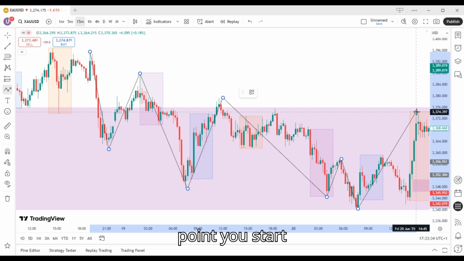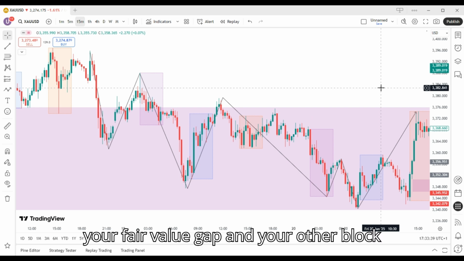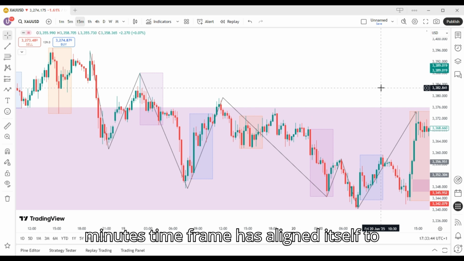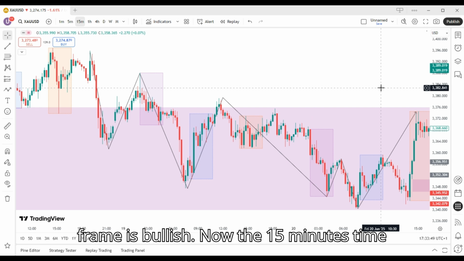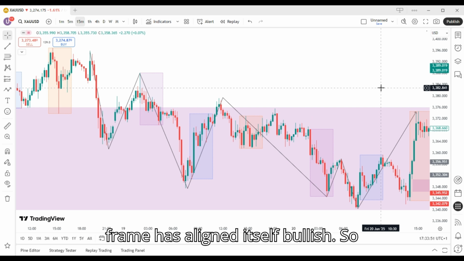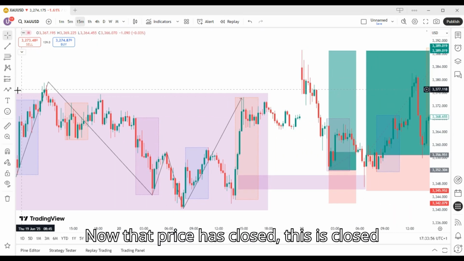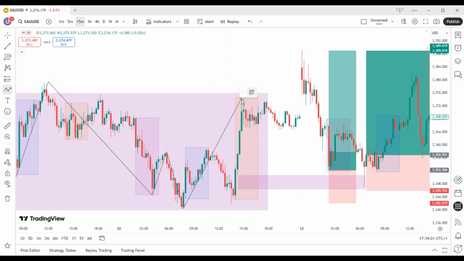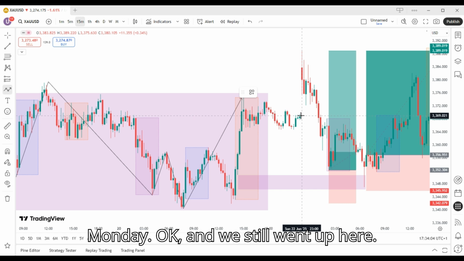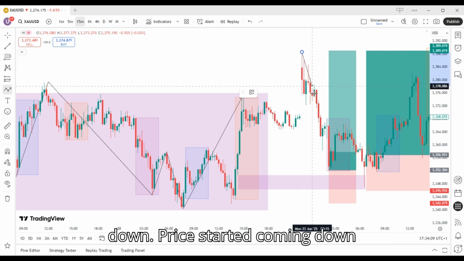At this point, you start monitoring for price to pull back inside your fair value gap and your order block before you take your trade. Now the 15 minutes time frame has aligned itself to bullish. Remember the 4 hour time frame is bullish. So let's wait and see what happens. This bullish move happened on Friday, so I waited for price to open. You can see when price opened here on Monday, we still went up here. So from that Monday, price started coming down.